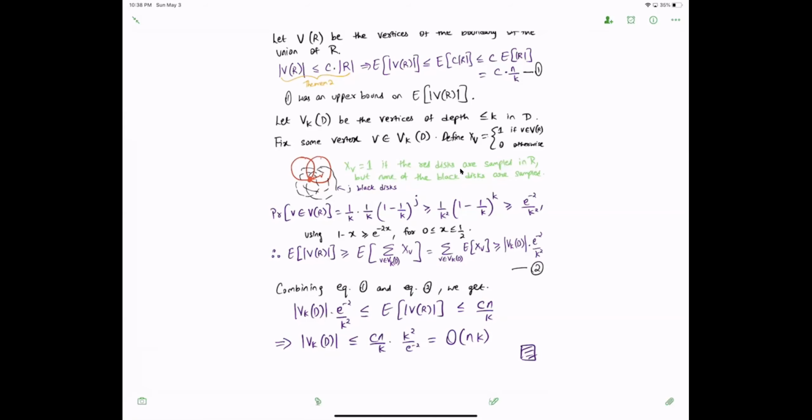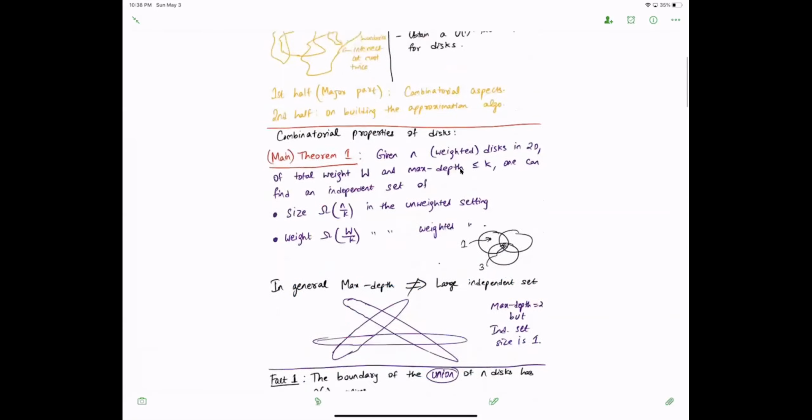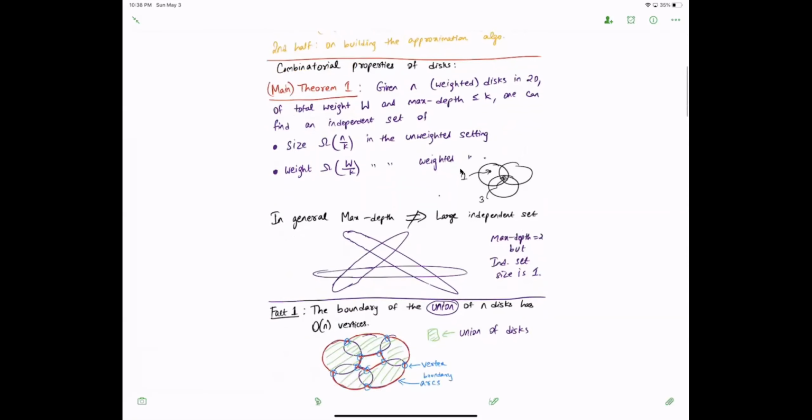So let me stop here. Let me just remind you that we want to prove this main theorem here, which we have not fully done yet. We have come quite a bit, but still we have not proven the whole thing. So we wanted to prove this main fact, and this is what I'll do in the next lecture.